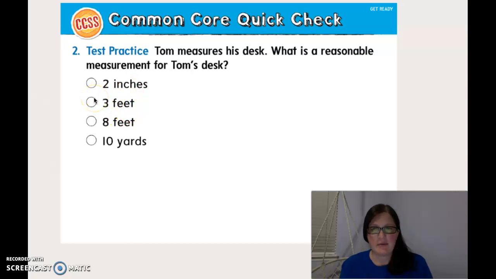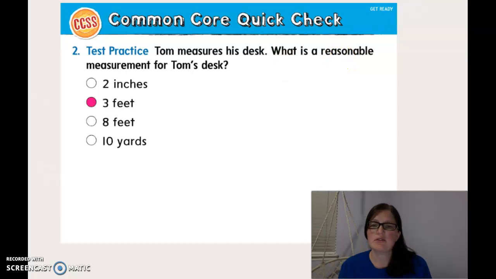3 feet, remember that's about a yard. Would that be about 3 feet off the ground? Would it be about 8 feet off the ground? Or would it be 10 yards? Remember, 10 yards would be 30 feet because a yard is 3 feet. And if I have 10 of them, I would have 30 yards. Which one makes the most sense for a desk? If I were to measure a desk, I think it would most likely be 3 feet because the other ones really don't make sense. Okay, so that would say what is reasonable.